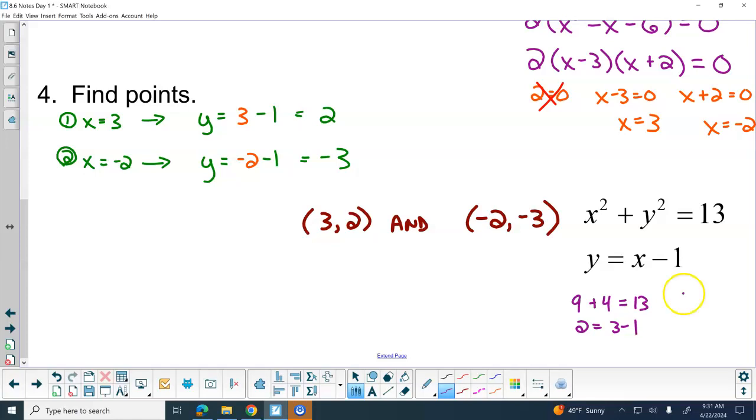Negative 2 squared is 4. Negative 3 squared is 9. 4 plus 9 is 13. Checks out in the first one. Negative 3 is equal to negative 2 minus 1. Negative 2 minus 1 is negative 3. So it checks out in both of them. So those are our answers.